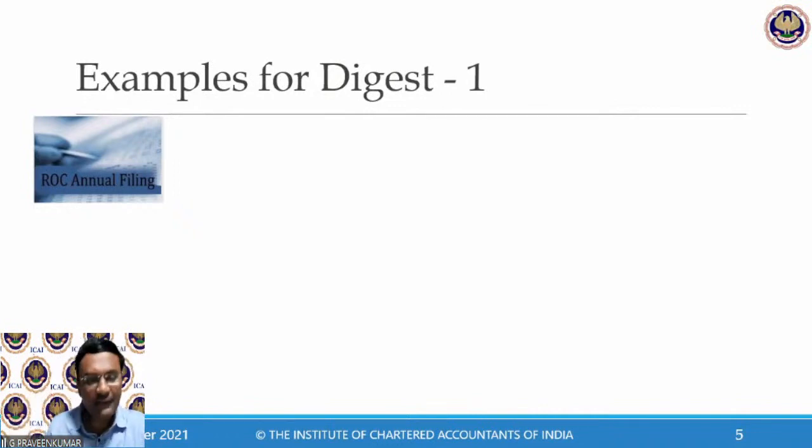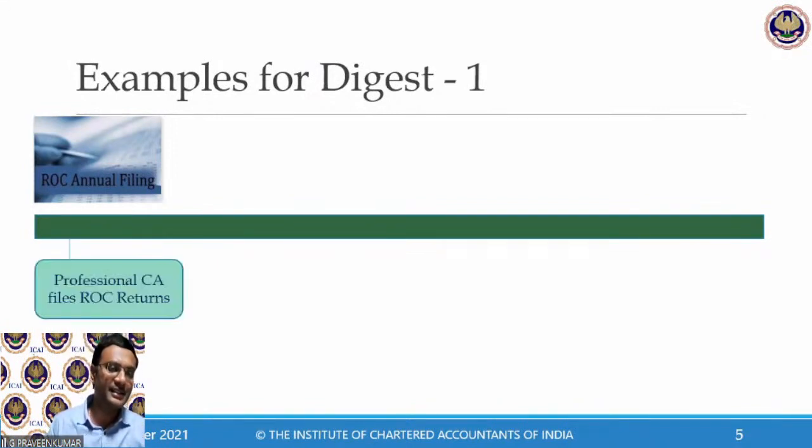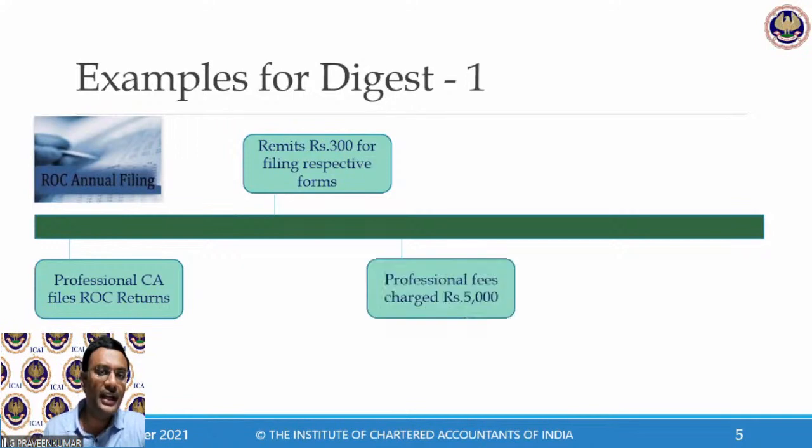Example 1, I have taken from the ROC annual returns filing point of view. All of you would have seen in your internship, articleship days, how we do the accounting for these particular transactions. Let us take the example of a professional chartered accountant who has to file ROC returns. In the process of filing ROC returns, he remits a sum of ₹300 to file a particular form. There are various forms, say MGT1, MGT2, or ADT1, or DAR1, DAR2. There are various forms which a company has to file with ROC. On behalf of the company, I, as a professional chartered accountant, file a form with ROC. In the process of filing, ROC collects a processing fee of rupees 300. I, as a chartered accountant, charge a sum of rupees 5,000, saying that this is for preparing the minutes, preparing the documentation, and doing the filing with ROC.